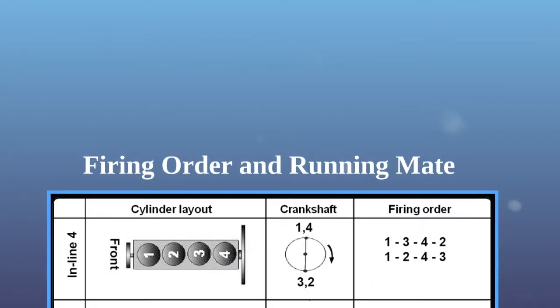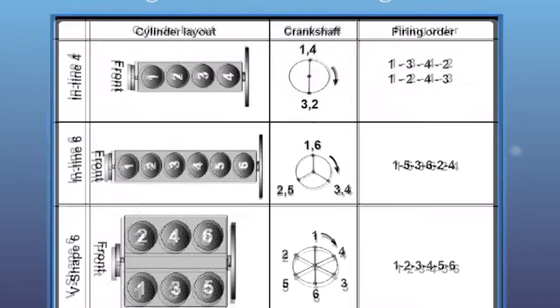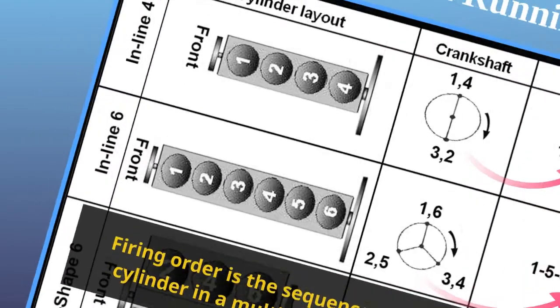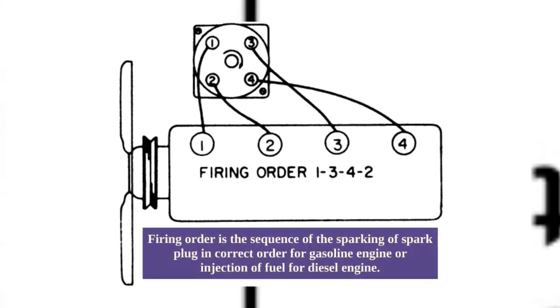Firing order and running mate. Firing order is the sequence of combustion of each cylinder in a multi-cylinder reciprocating engine. Firing order is the sequence of the sparking of the spark plug in correct order for a gasoline engine, or injection of fuel for a diesel engine.